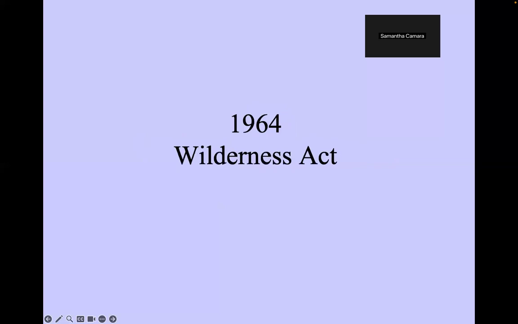Now let's discuss the Wilderness Act of 1964. It was the establishment of the National Wilderness Preservation System for protecting areas in their natural condition. It started with 9.1 million acres and 54 wilderness areas. It was called into action as the Roadless Area Review Evaluation, RARE. Let's discuss more on this 1964 Wilderness Act.